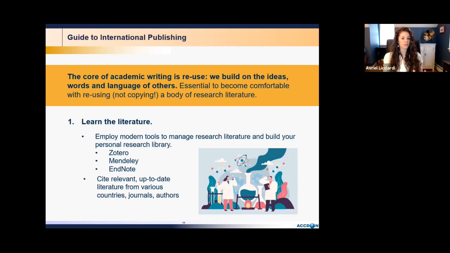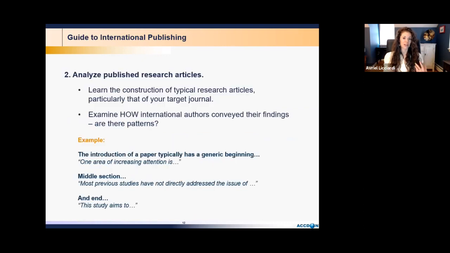Once you've really learned the literature, which is definitely a big task, it's a large part of starting a graduate degree, you want to analyze those published research articles, which is point 2 in our guide. And analyzing the research articles, of course, in terms of their science, is a large part of what you're going to be doing. But when you start wrapping your head around it and getting ready to publish, you want to analyze those research articles in terms of both the language used and the content and construction.